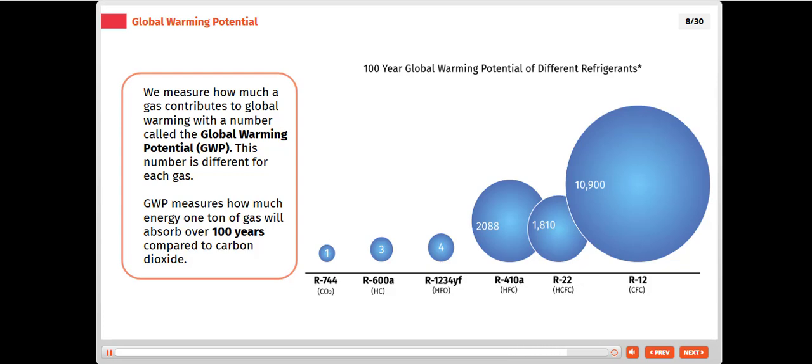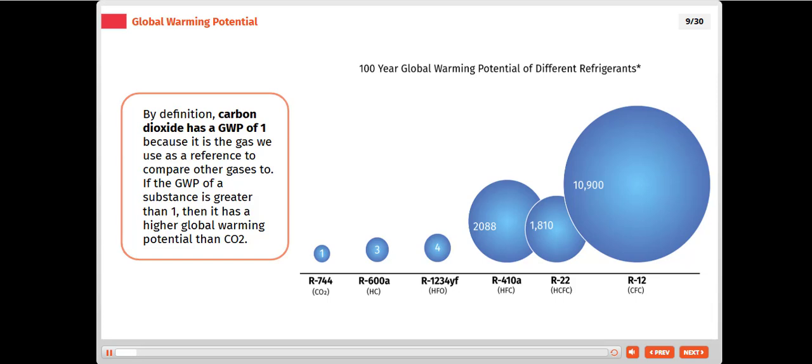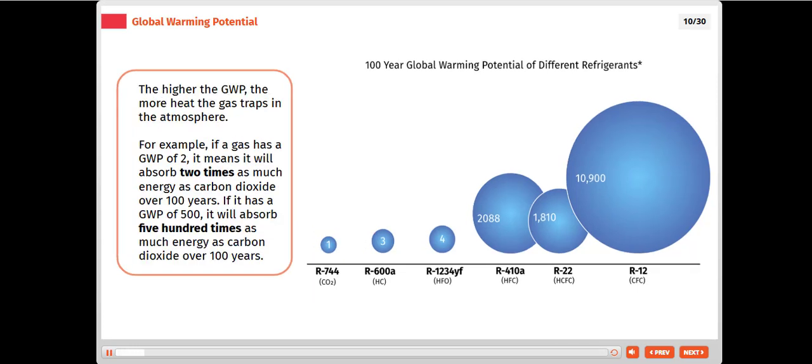By definition, carbon dioxide has a GWP of 1 because it is the gas we use as a reference to compare other gases to. If the GWP of a substance is greater than 1, then it has a higher global warming potential than CO2. The higher the GWP, the more heat the gas traps in the atmosphere. For example, if a gas has a GWP of 2, it means it will absorb 2 times as much energy as carbon dioxide over 100 years. If it has a GWP of 500, it will absorb 500 times as much energy as carbon dioxide over 100 years.